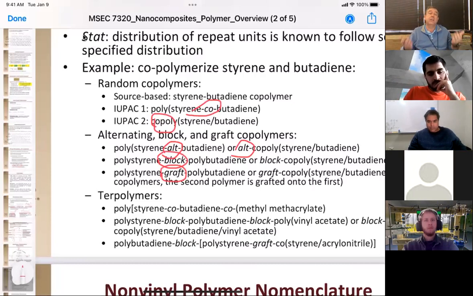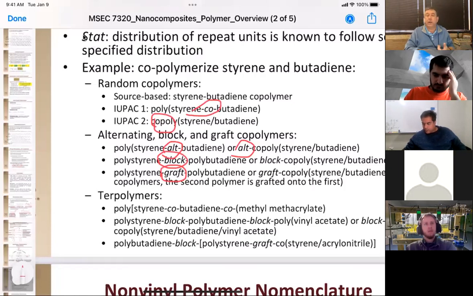Now, once you get into 3 different monomers, of course you use the same thing. If you don't know, co. If you know they're blocks, you use blocks. If you know they're alternating, you use alternating. Questions on that? So when you go to the literature and somebody says, I used this, they're hopefully going to have a description somewhere that says, this is from this manufacturer. You can look up that manufacturer and know whether it's random or alternating or block.